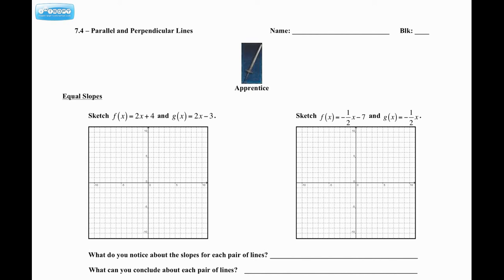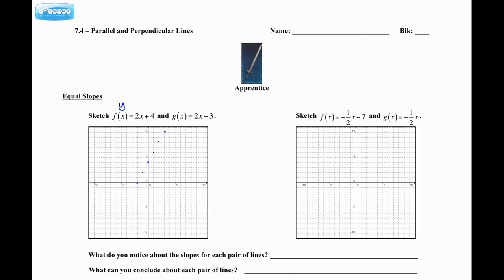So, sketch f of x, and again, this is just function notation. It just means y. Sketch f of x equals 2x plus 4, and g of x is 2x minus 3. Both of these are in slope-intercept form, so they are very simple to graph. This has a slope of 2 and a y-intercept of 4. So I can plot my y-intercept, and my slope is 2 over 1. So up 2 over 1. This should be pretty easy.